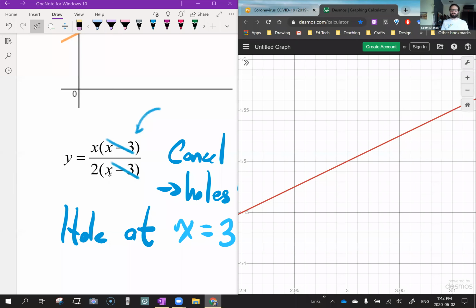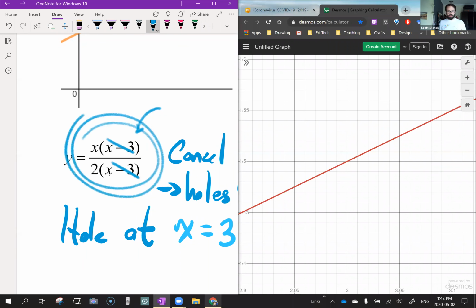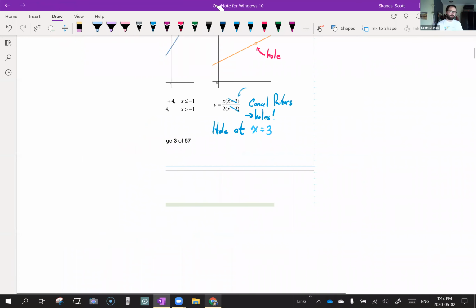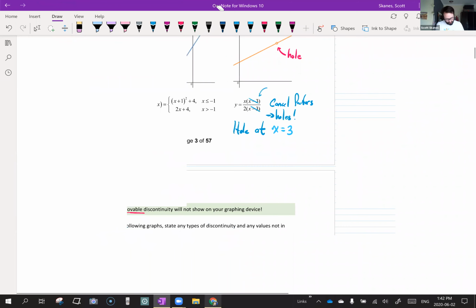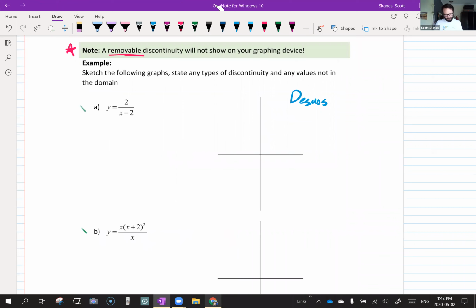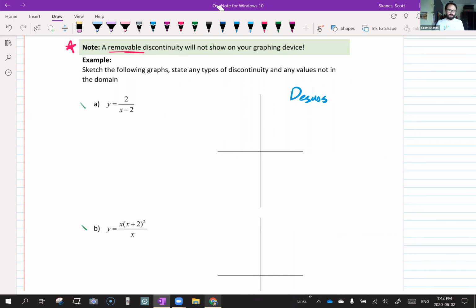Okay, so just believe me when I say if you're dividing by 0, but it can be canceled out, and by canceled out, I mean if we're getting this case, we'll have a hole in the graph. But overall, it's not a big problem. So just getting used to the ideas. Let's do a little bit of an example here. So it says, sketch the following graphs, state any type of discontinuity, and any values not in the domain.